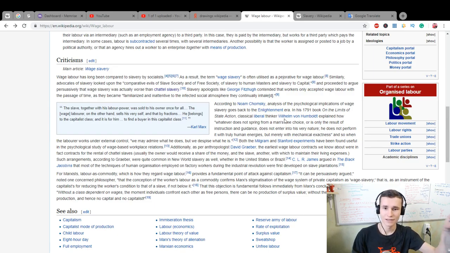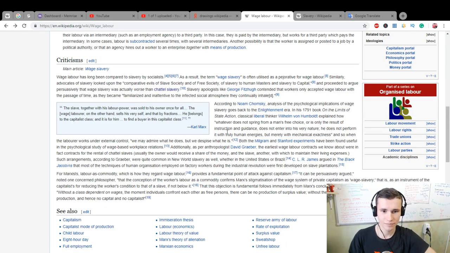Okay, I understand. Wilhelm von Humboldt wrote that all work should be with the desire of the person, without instruction and guidance. Work should not be the result of instruction and guidance. And so when the laborer works under external control, we may admire what he does, but we despise what he is. Both the Milgram and Stanford experiments have been found useful in the psychological study of wage-based workplace relations.